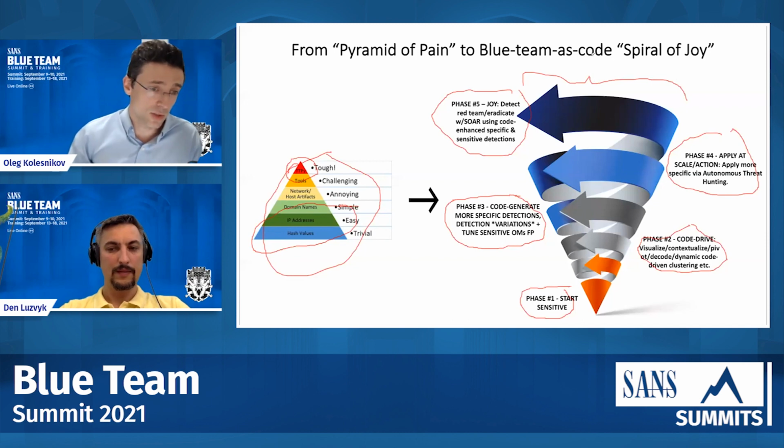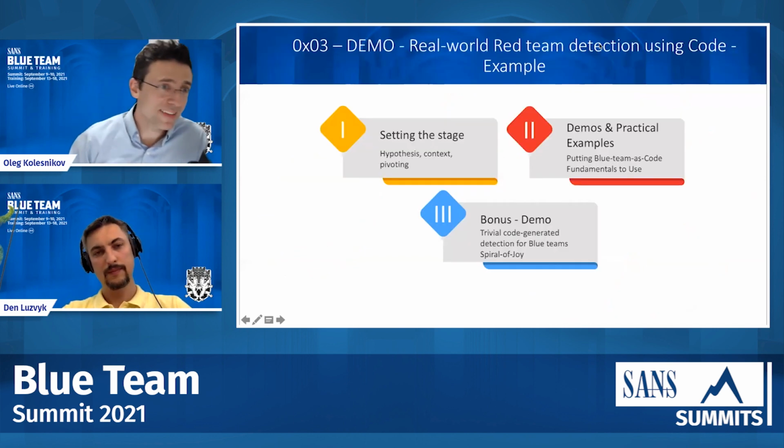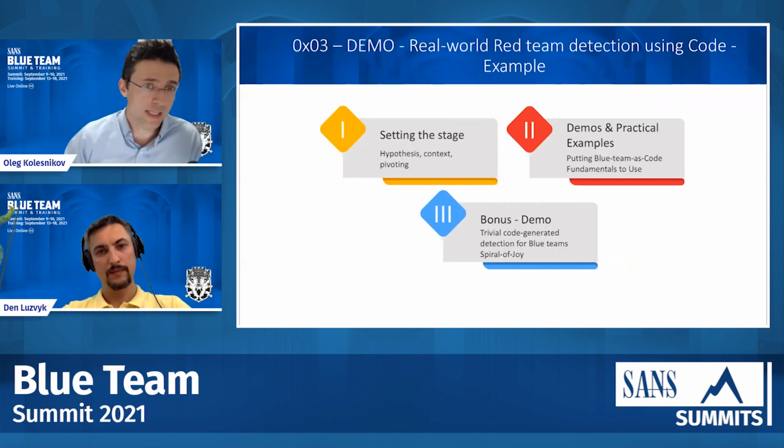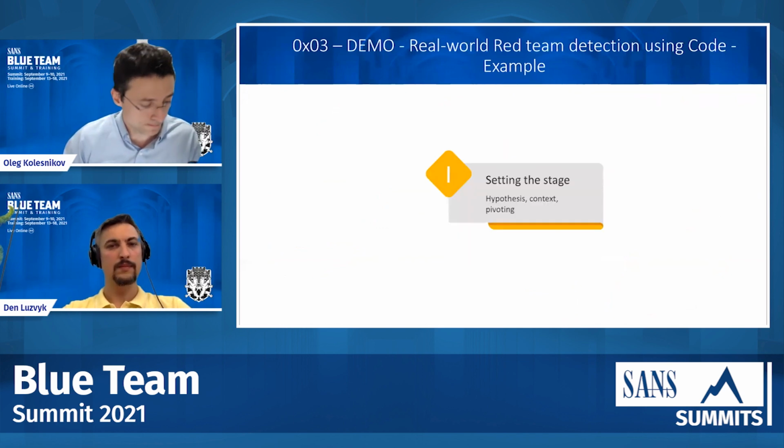So all of this looks good in theory. Let's jump into some practical examples, because that's what matters. All right, so the first example is going to be a real-world red team detection using code. This is actually from one of our customers running a red team exercise. We had to rebuild this in our lab to minimize any possible privacy issues, but essentially all the key parts are there.